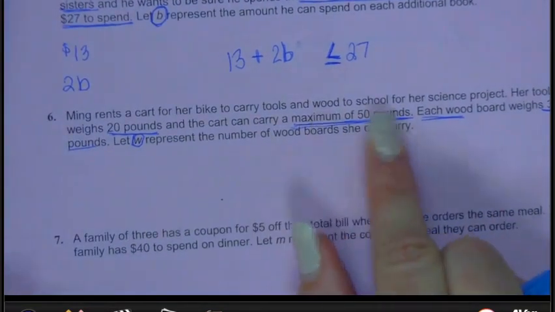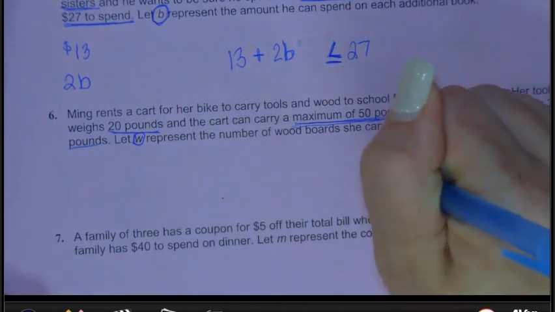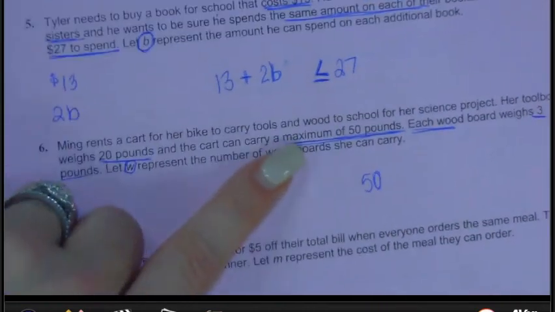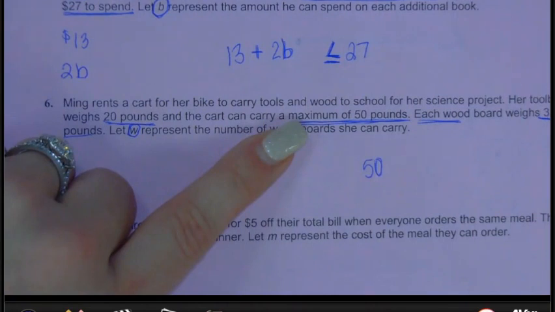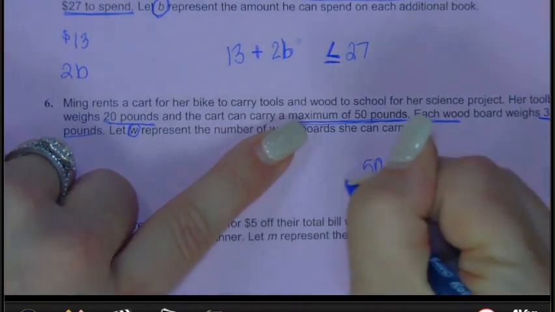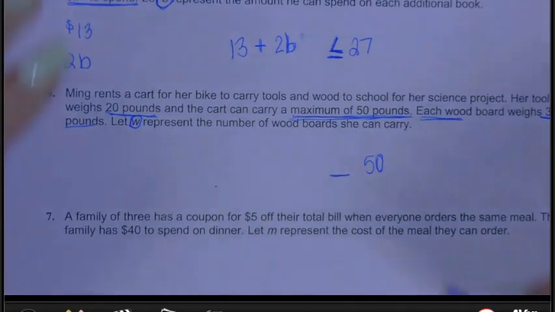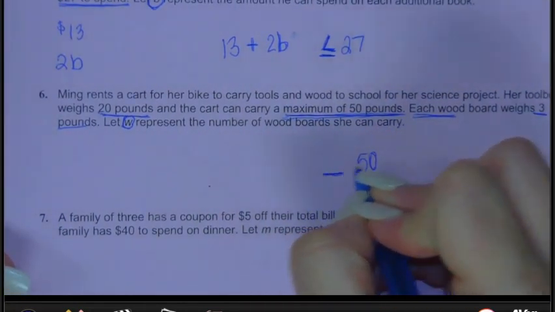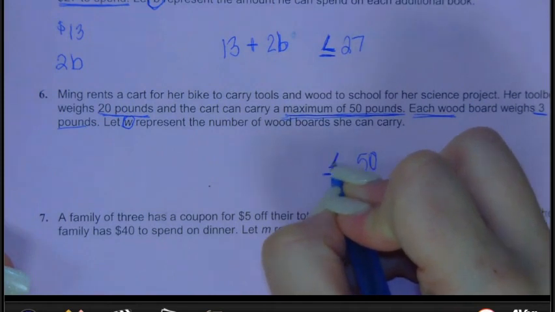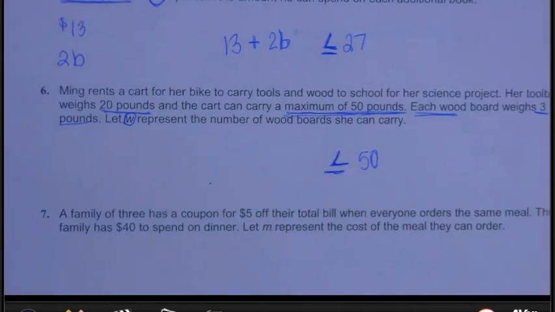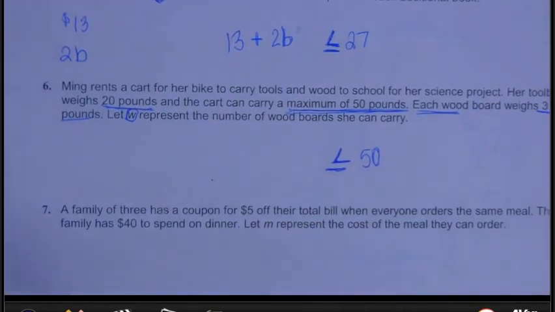The max weight of my cart is 50 pounds. Can I put exactly 50 pounds in my cart? Yes. Can I put more than 50 pounds in my cart? No. Can I put less than 50, like 40 pounds? Will my cart hold 40? Yeah. What about 30? Yes. So to show that it can hold equal to 50 but also less than 50, I need my symbol to look like this: less than or equal to 50.